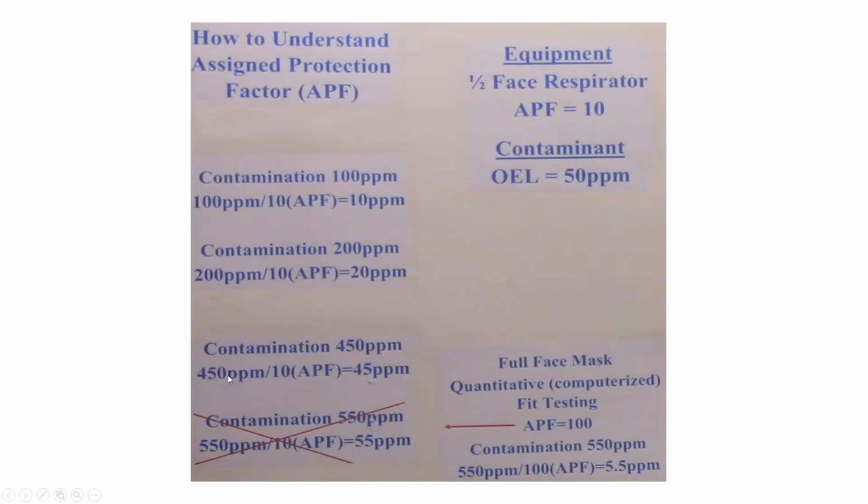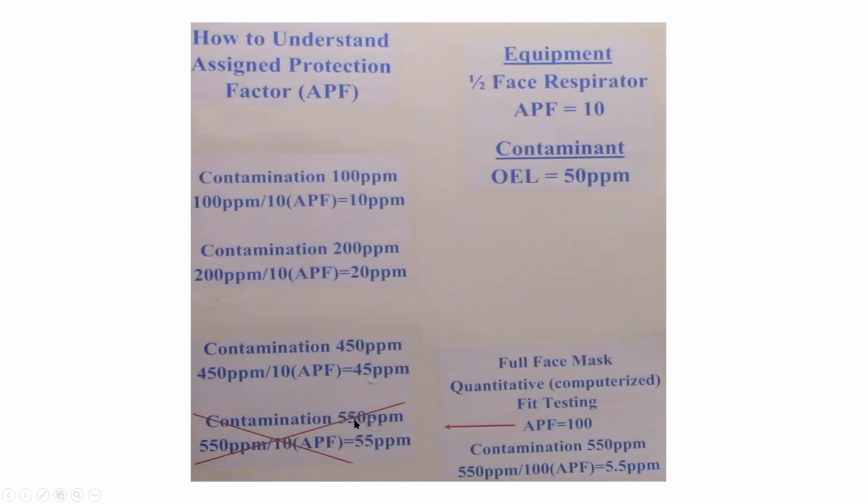Next example, contamination is 450 particles per million. So 450 particles per million divided by assigned protection factor of 10, we may be exposed up to 45 parts per million, still below occupational exposure limit, and we are good.